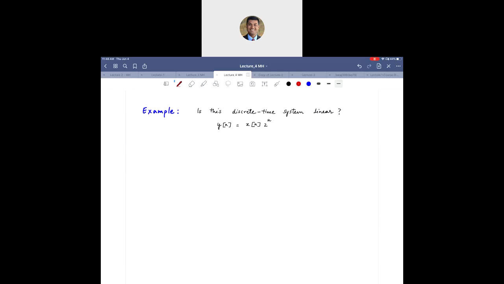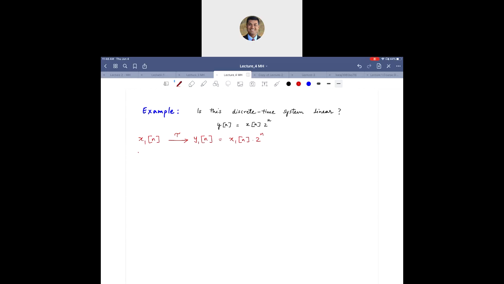Let us do it for a discrete time system. So over here, instead of y of t's and x of t's, you have discrete time signals. X of n is the input, y of n is the output of that discrete time system, and the output is computed for every n as x of n multiplied by 2 raised to n. So x1 of n, same steps, system operator, you get y1 of n, which is equal to x1 of n multiplied by 2 raised to n.